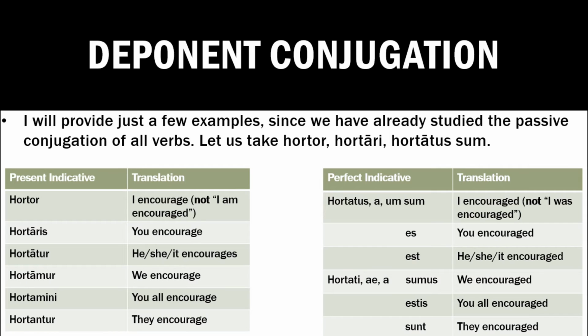Same thing for the perfect indicative. We have hortatus sum, for example, and I have to translate I encouraged, so with an active voice, and not I was encouraged. And so on with all the other persons. I know that this is not an automatic process because we do not have deponent verbs in modern languages, but I don't think it's difficult to understand the mechanism. It is difficult to become acquainted with that. And I think that the best way to do that is to practice and to translate as many deponent verbs as you can. You will find deponent verbs very frequently, so it's important to know how to translate them.